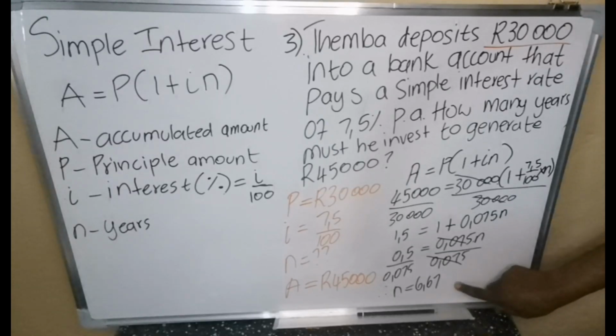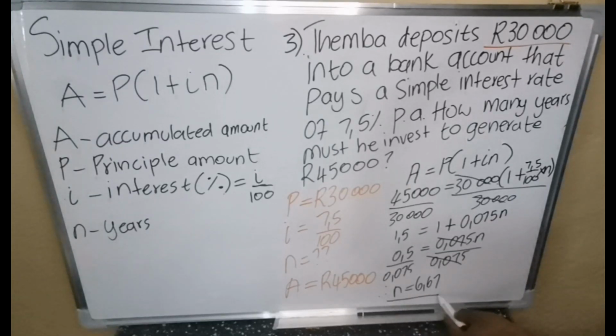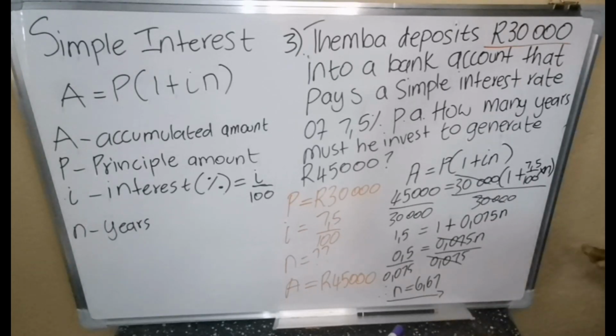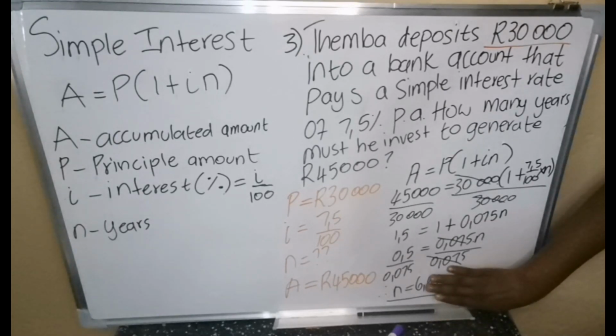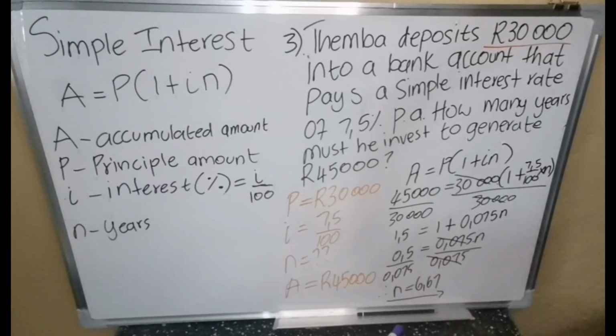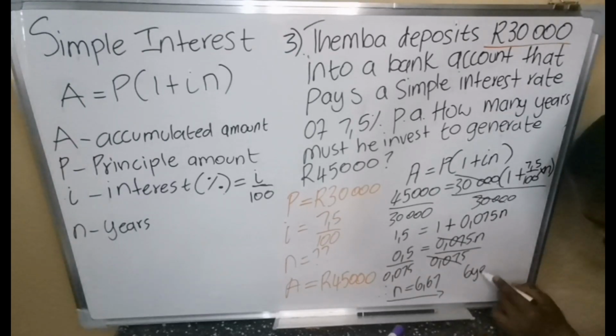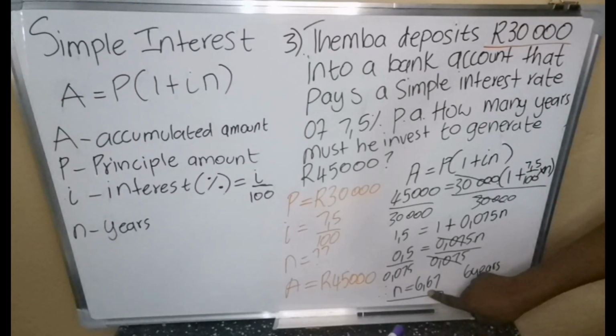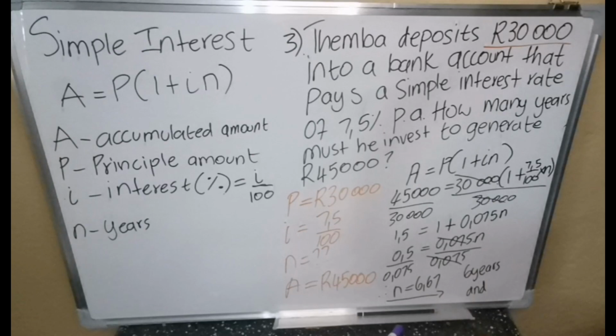I need to be left with n on one side. Therefore, the answer is 6,67. You're going to convert this again. This 6 here represents the number of years, so about 6 years. And after the comma we have 67. If you convert this 67, this 7 will change to 8. It will be 8 months.